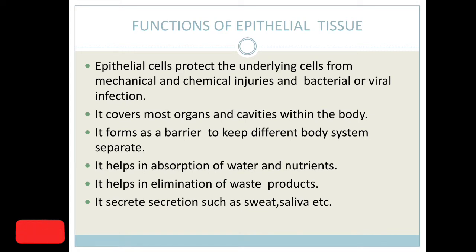Then it forms a barrier to keep different body systems separate. Suppose in our body we have different systems: the digestive system, excretory system, then respiratory system. This type of tissue acts as a barrier, and it also helps in the absorption of water and nutrients and in the elimination of some waste products. And yes, it also secretes some secretions such as sweat and saliva. So these are the different functions of the epithelial tissue.